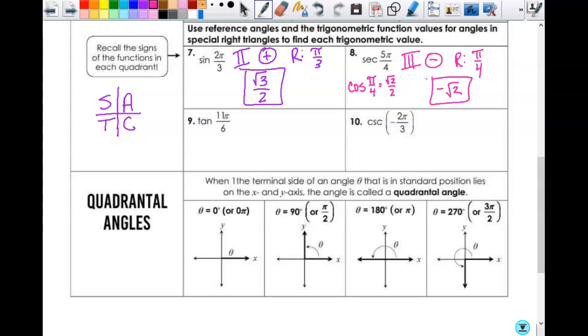All right, 11 pi 6, what quadrant are we in? Fourth, okay? In the fourth quadrant, is tangent positive or negative? Negative. Cosine's positive in the fourth quadrant. And then the reference angle is what? Pi 6, okay? So what is the tangent of pi 6? Square root of 3 over 3, and this is supposed to be negative, and that's my answer.